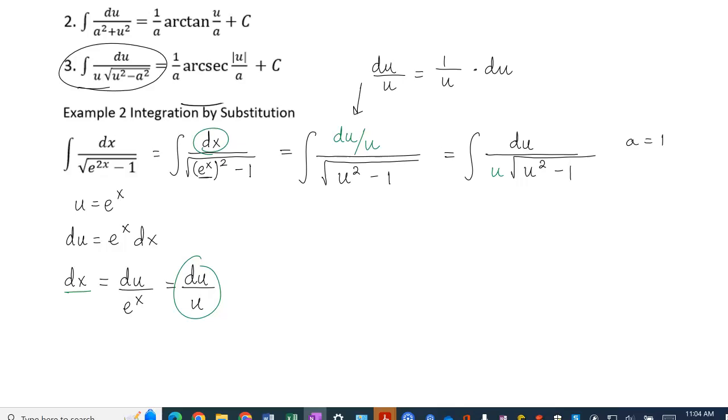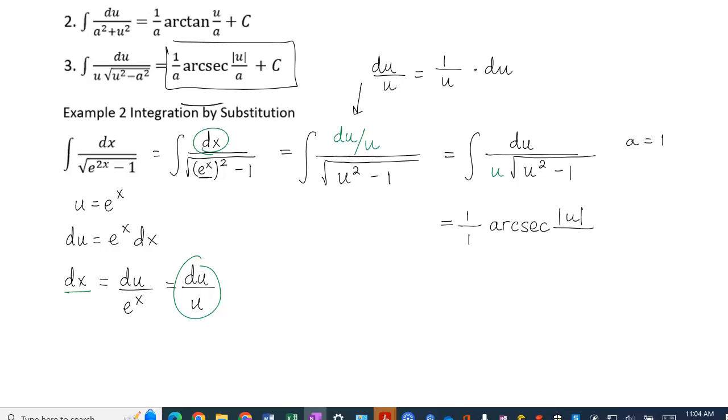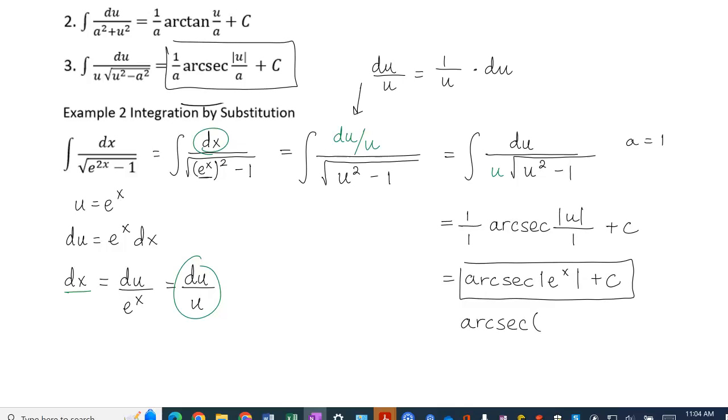So now we're ready to go ahead and start filling the right-hand side of this out and completing the integration. So we have 1 over a, 1 over 1, arcsecant of the absolute value of u, divided by a, which is just 1, plus c. And now I will simplify this and sub back in what u is. u is e to the x, so I have the absolute value of e to the x inside of this secant function. I will point out that I don't need absolute value there since e to the x is always greater than 0. So in this case, it would be fine to drop the absolute value bars and give that as our answer.